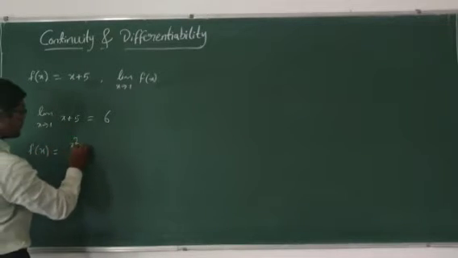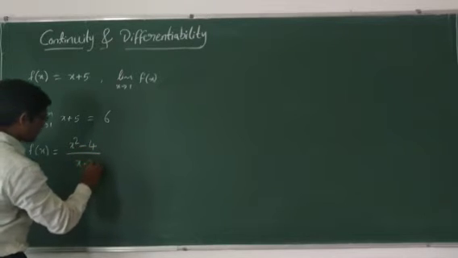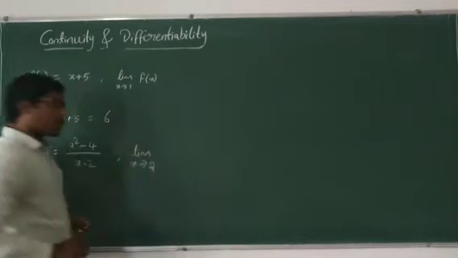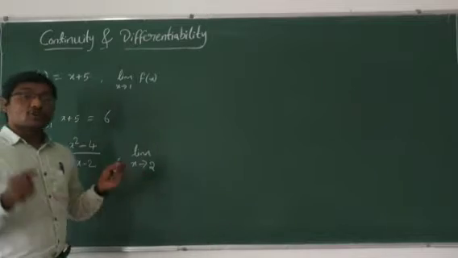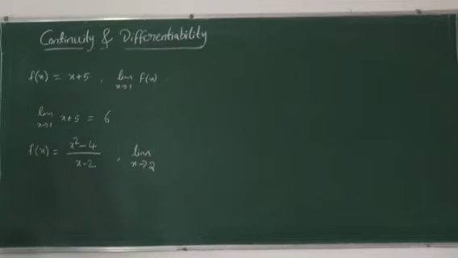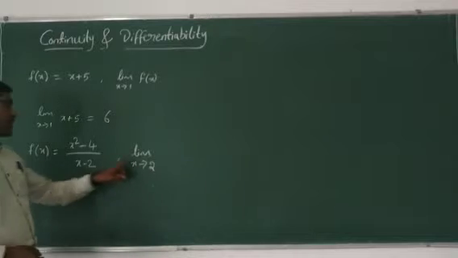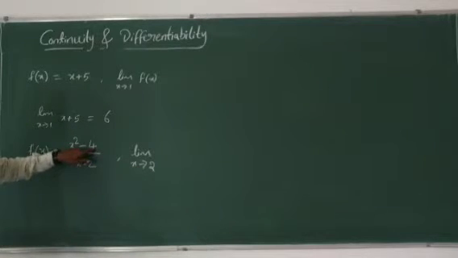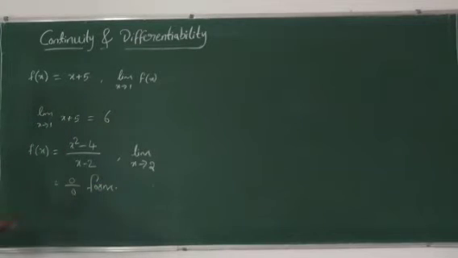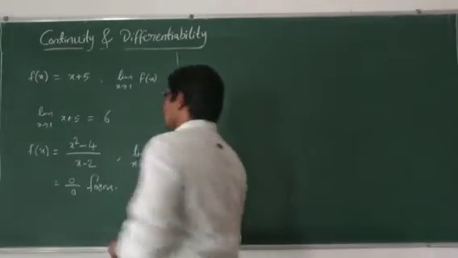Suppose f of x is given as x square minus 4 by x minus 2. You need to find the limit at 2. Remember, at 2 means you are taking the values very close to 2 but not equal to 2. Now what happens if you substitute directly like you did in the first question? If you substitute directly, you get 2 square 4, 4 minus 4 is 0, by 2 minus 2 is 0. This is in 0 by 0 form. We cannot solve it directly by substituting. Then you have to try some other method.